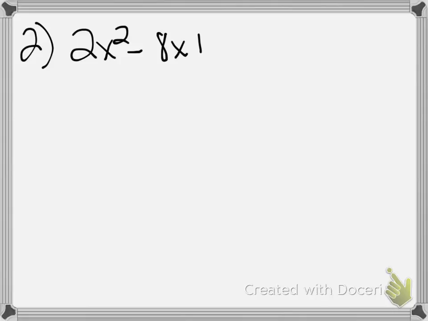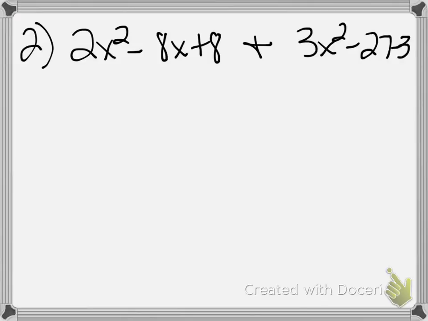Okay, let's look at number 2 here. Number 2, I've got 2x squared minus 8x plus 8 and 3x squared minus 27... Oh, I'm sorry, it's plus 27x minus 30. So again, that second one is 3x squared plus 27x minus 30. So we're going to need to factor first, okay?